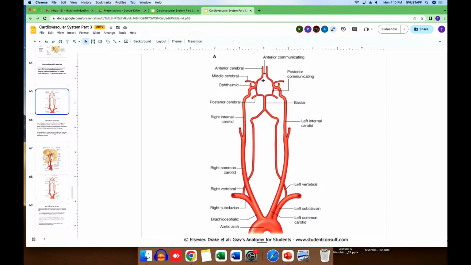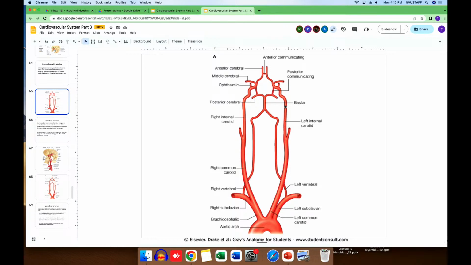Also, the extensions of the right and left internal carotid arteries were our anterior cerebral arteries, and they were connecting to each other with the anterior communicating artery, right? So as we see, this is how all are interconnected with each other. And we can say that this area, what was created here, is called the arterial circle of Willis.